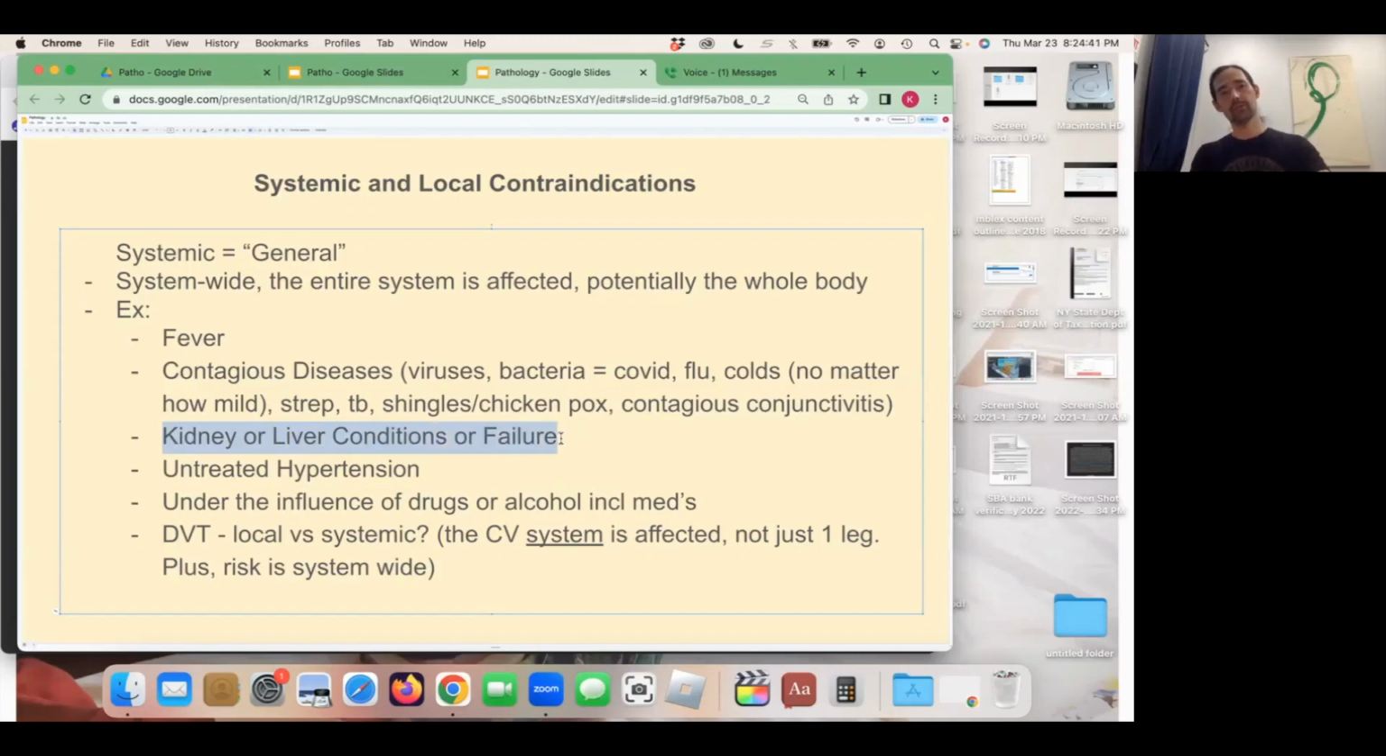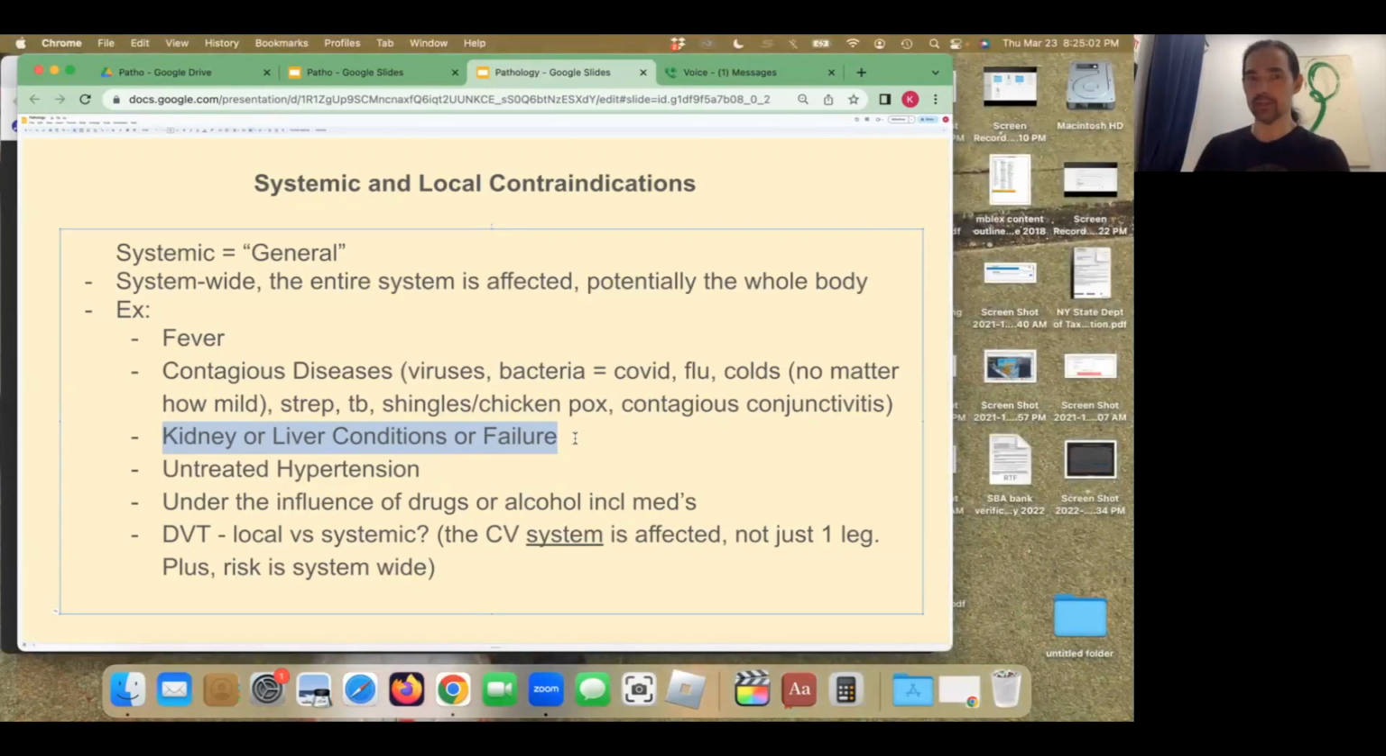Kidney or liver conditions, kidney or liver failure. So this is one of those things, just keep it simple. Don't go into all the different kinds of kidney conditions. If somebody has a stone, if somebody has nephritis, if someone has kidney failure, just make it a systemic contraindication on the MBLEX. Just make it a systemic contraindication. Don't work on that person.